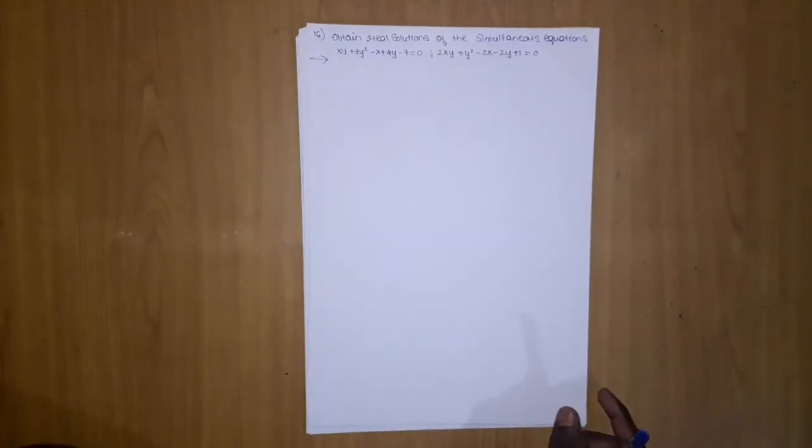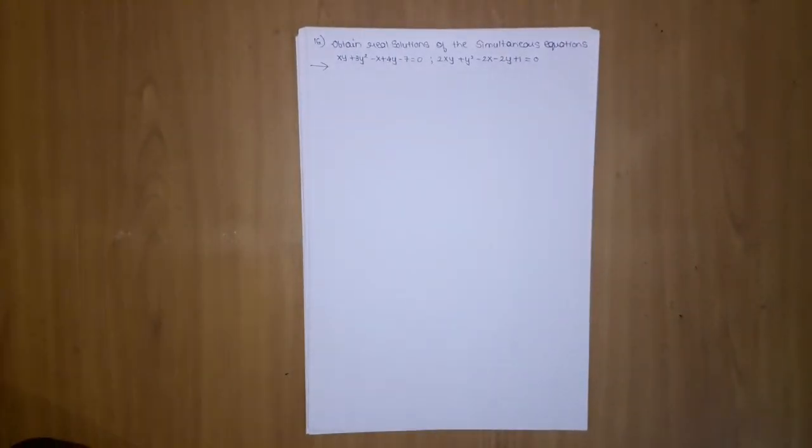Question number 16 is as follows: obtain the real solution of the simultaneous equations xy + 3y² - x + 4y - 7 = 0 and 2xy + y² - 2x - 2y + 1 = 0. So how can we obtain the simultaneous solutions of this?